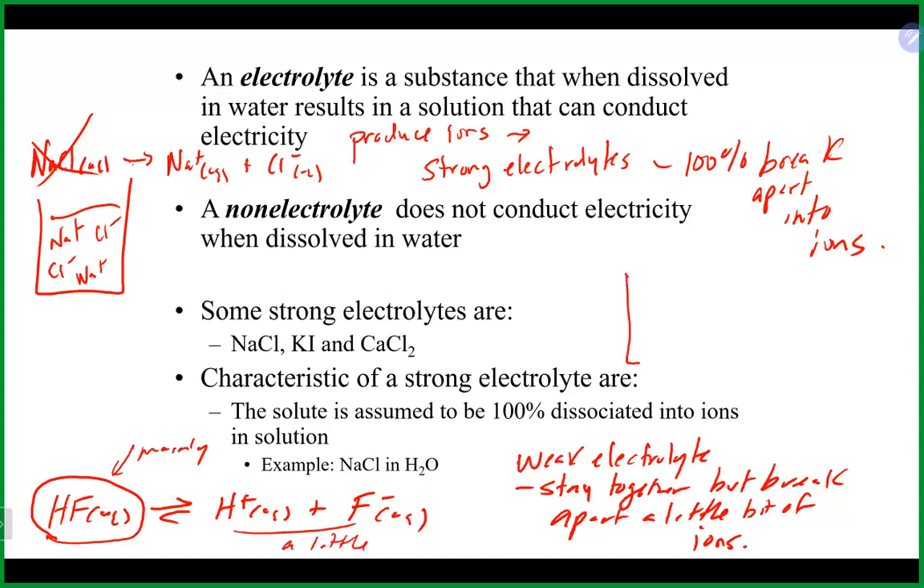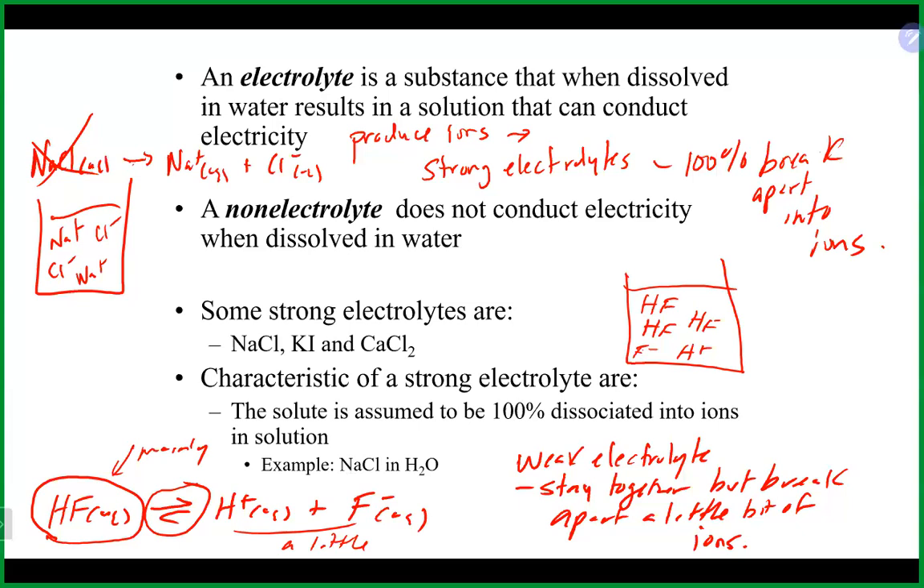So if you were to look at that solution, you would mainly find those guys still together, but they will break apart a little bit and produce a little bit of ions in that particular solution. Again, you could also recognize it usually written as sort of a two-way arrow heading in both directions.